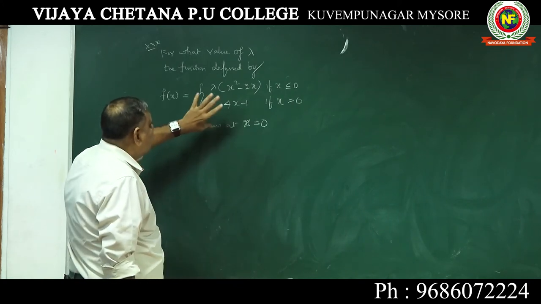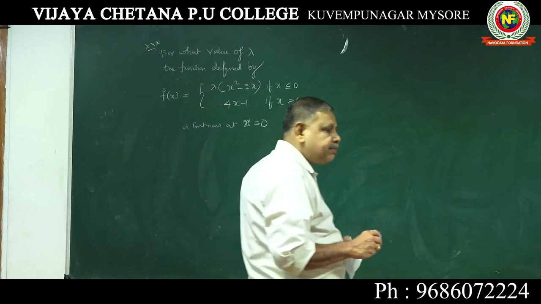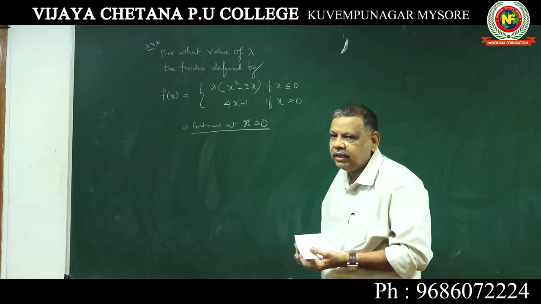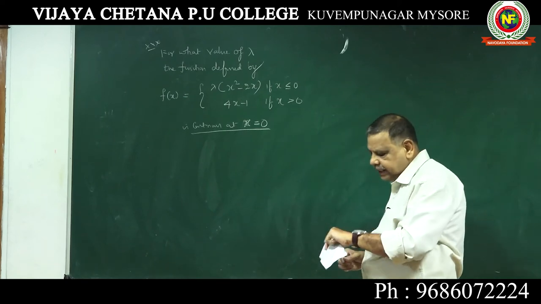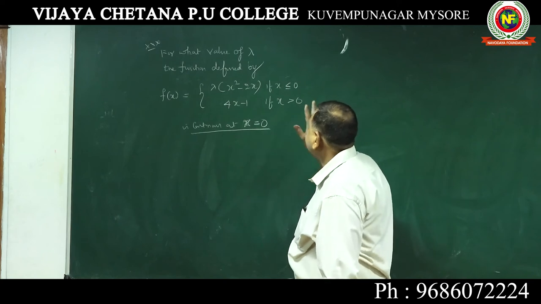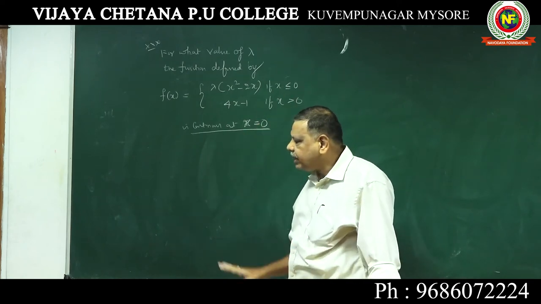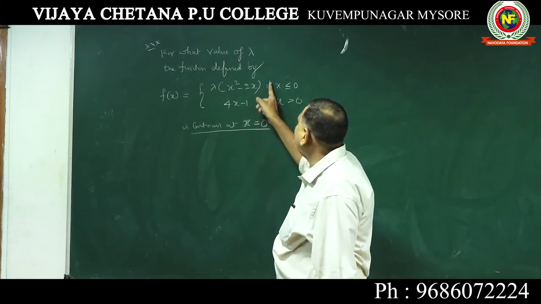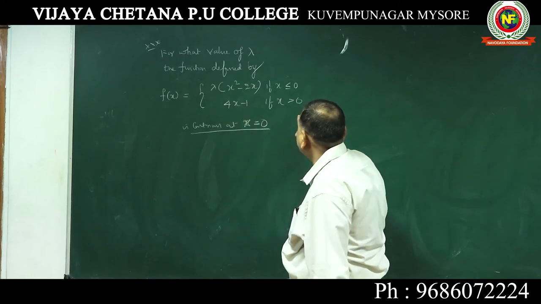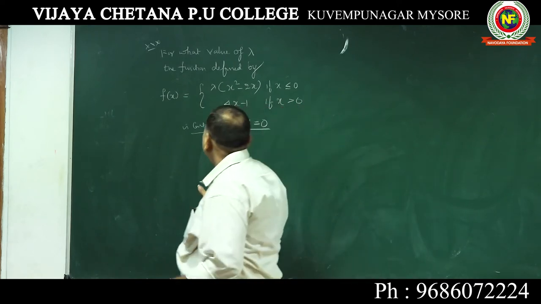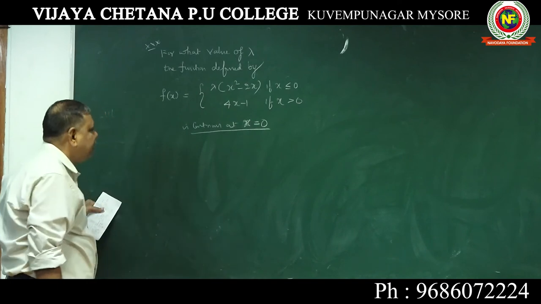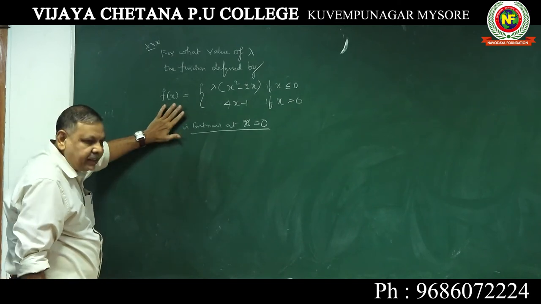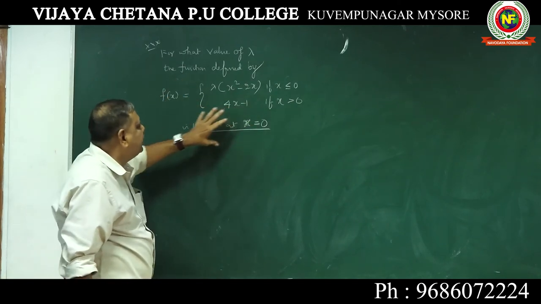You know, the method is very easy here. In this problem, they have already given that it is continuous at x equal to 0. So just take the left hand limit, because one of the conditions for continuity is that the left hand limit should be equal to the right hand limit. So the limit of this as x tends to 0 minus should be equal to the limit as x tends to 0 plus of this. Then you will get the value of lambda. That's very easy. You need not go for the first condition because it is already mentioned that it is continuous.